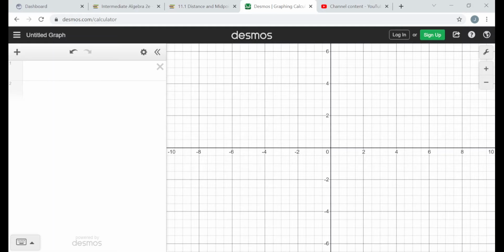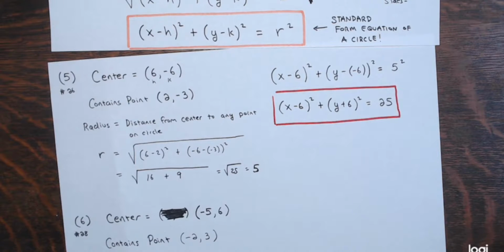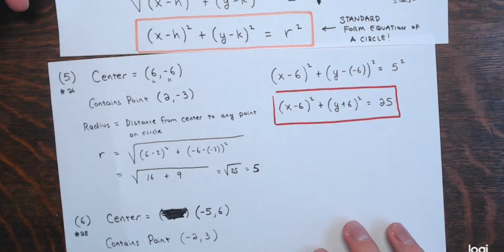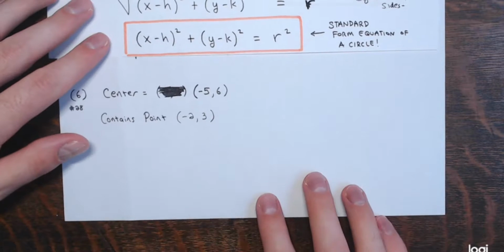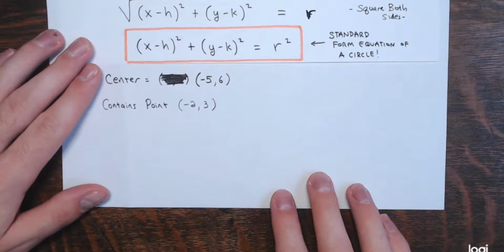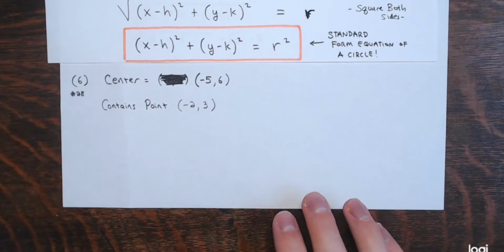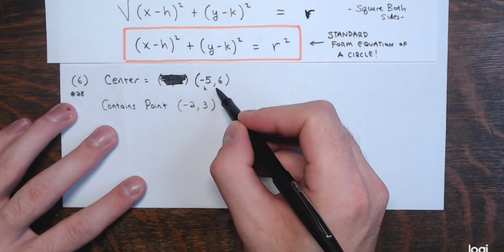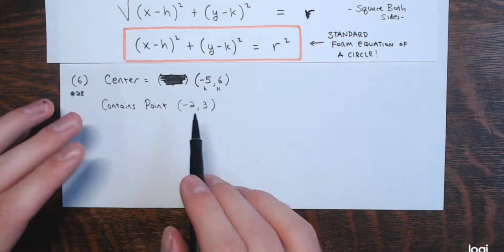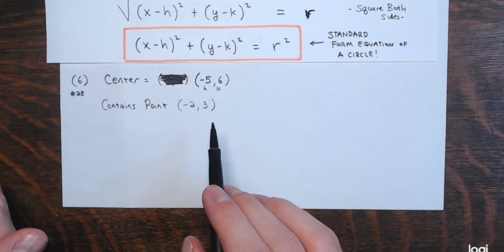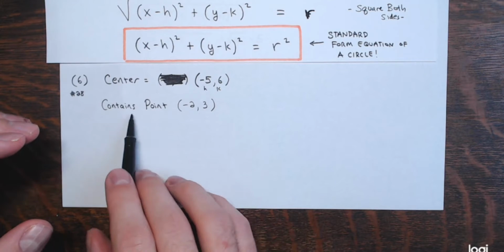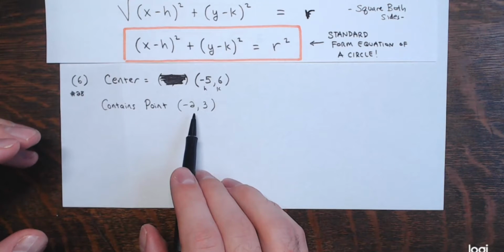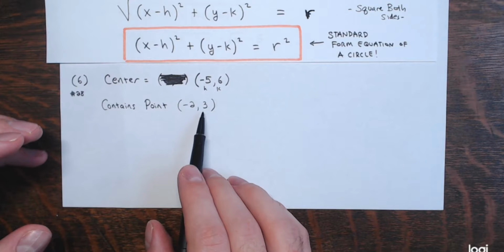Okay, and I've got just one more of these. It's the same kind of problem as number 5. Again, I'll leave the standard form up. So once again, I'm given the center, negative 5, 6, that's the h and k, but I don't have the radius. But I do know a point on the circle, right? It contains the point negative 2, 3.